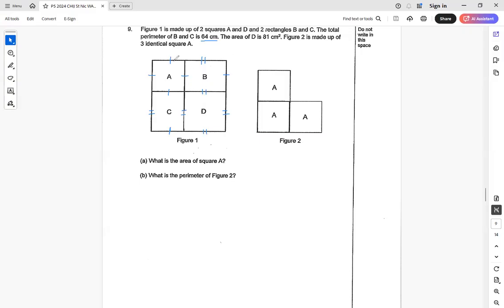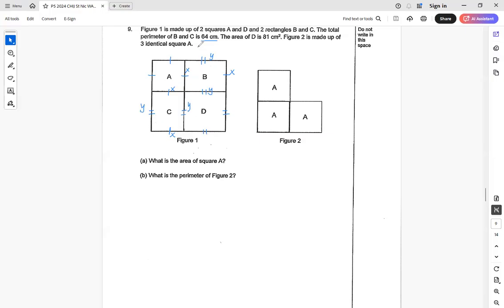Okay, so for all those that are labeled with one stroke, I will call it X. So this side here, I'll call it X and X. This one here, I'll also call it X and X, because I'm focusing on the perimeter of B and C. Next, this one with the double stroke, I will call it Y. This one here, I'll also call it Y. This is also the perimeter of C, I'll also label it as Y. This one here, also Y.